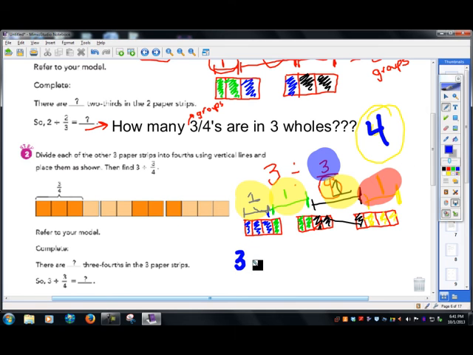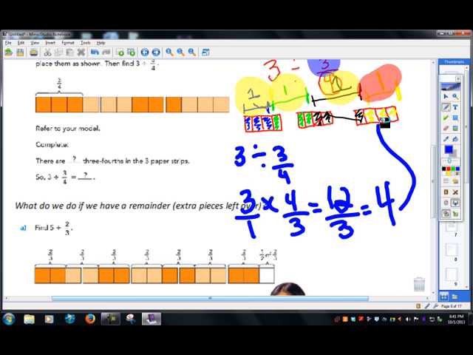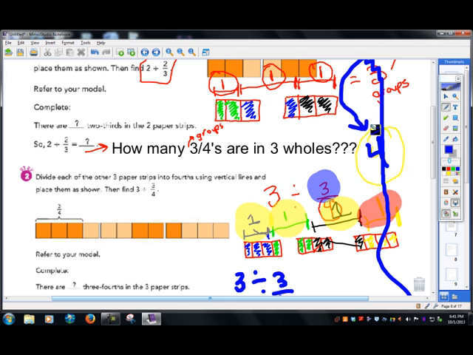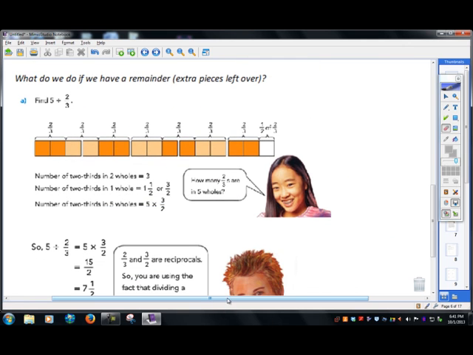And if you use the algorithm, 3 divided by 3/4, remember, division is just simply multiplication by the divisor's reciprocal. So that's 3 times 4/3. Multiply straight across, 12/3. 12 divided by 3 is 4. That's what we said the answer should be, right? It should be 4. Okay? All right. Let's see if we can get one more in here.